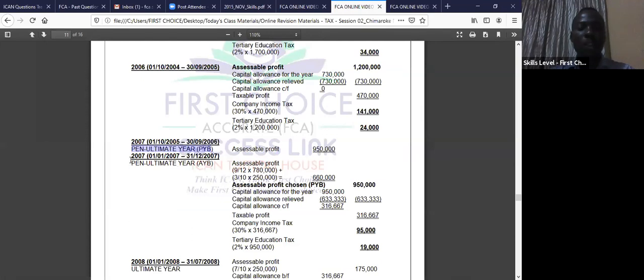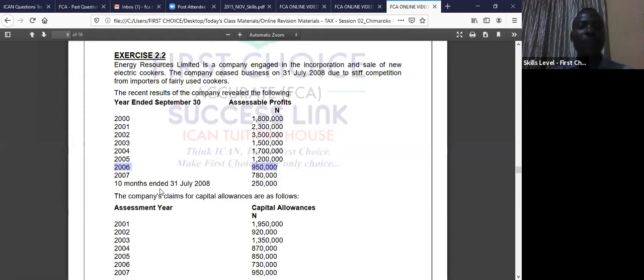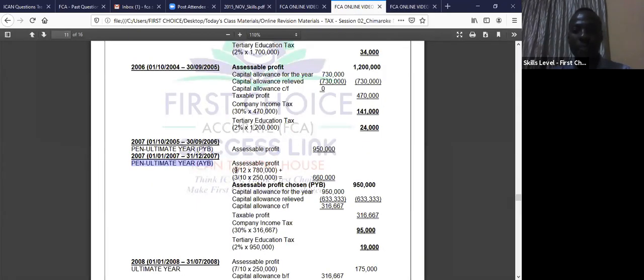Now, penultimate year, AYB, is going to be from January 1, 2007 to December 31st, 2007. So I'll ask myself, where can I find January 1, 2007? I'm going to find it from here because this figure starts from October 1, 26 to September 27. So I'm going to find January here. So from January 1 to September is 9 months. So I'm going to take 9 months out.